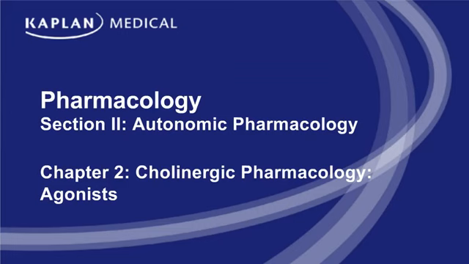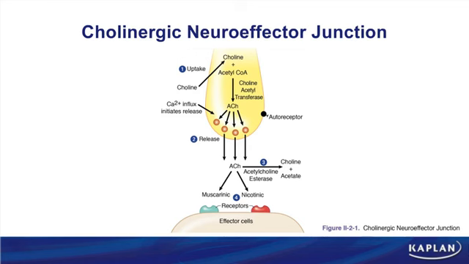Chapter 2 is going to look at cholinergic pharmacology. In this figure, we're going to look at the synthesis and release of acetylcholine. We'll talk about what happens to acetylcholine once it is released, and then we'll talk about several drugs that have an impact on this type of pathway.